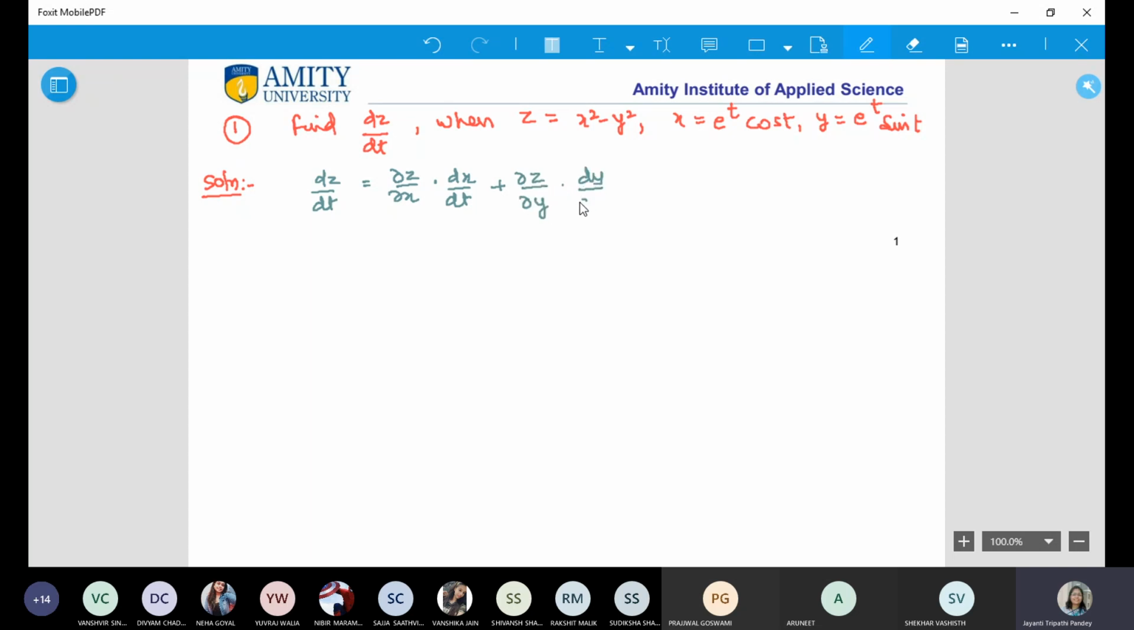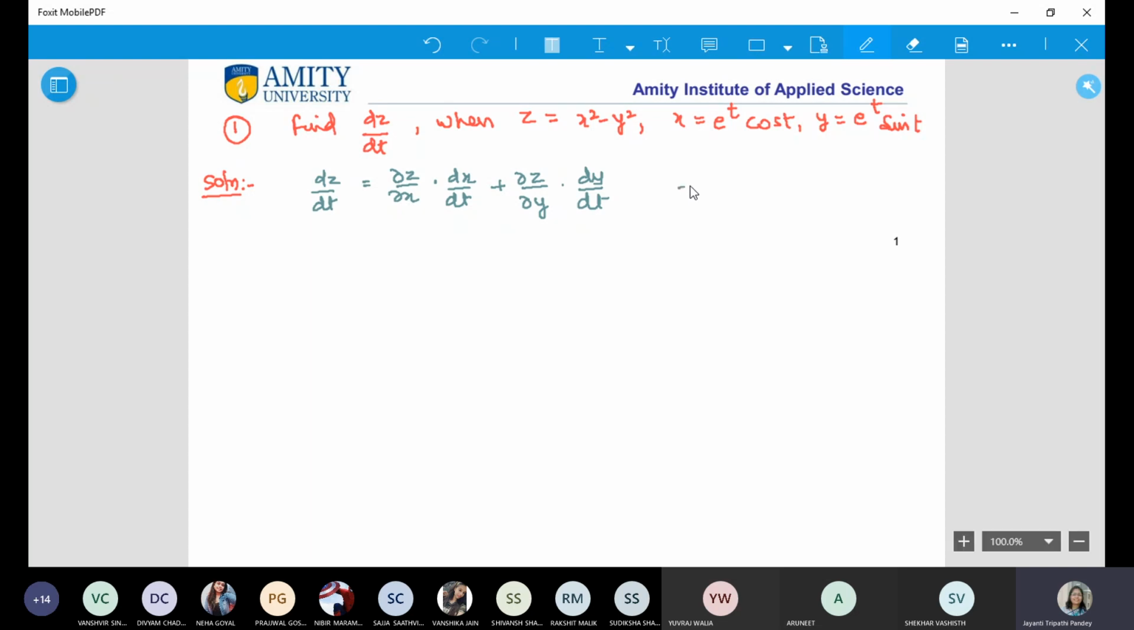Can you tell me why I am doing so? Partial and complete differentiation. Yes, total differentiation. x is dependent on only one variable, so there is no question of partial. Similarly, y is dependent on one variable, that is t, so it's a total derivative, right? But z is dependent on two variables, so for z we are using the partial.